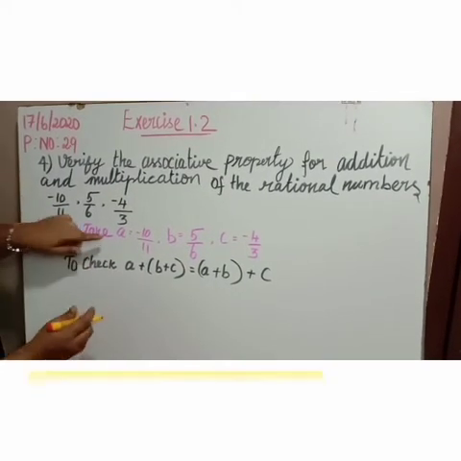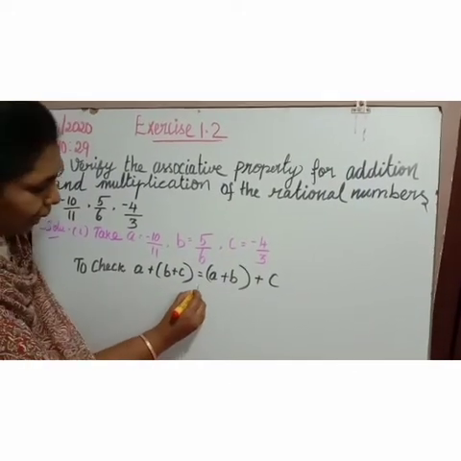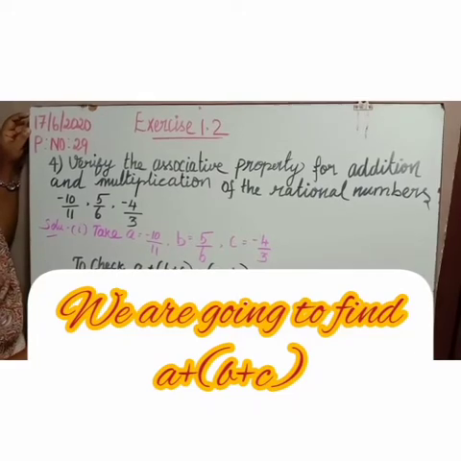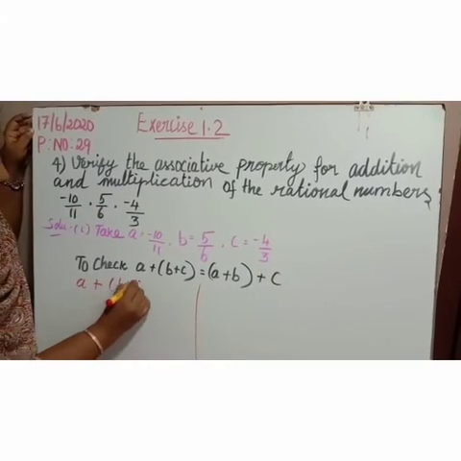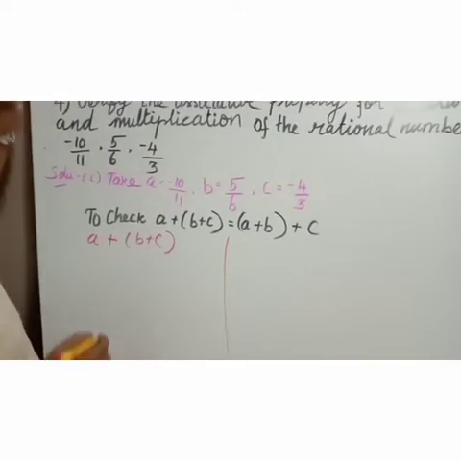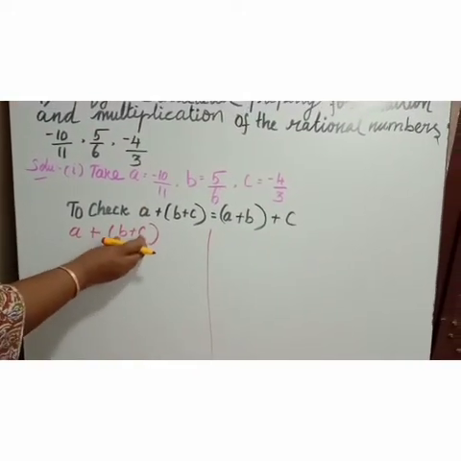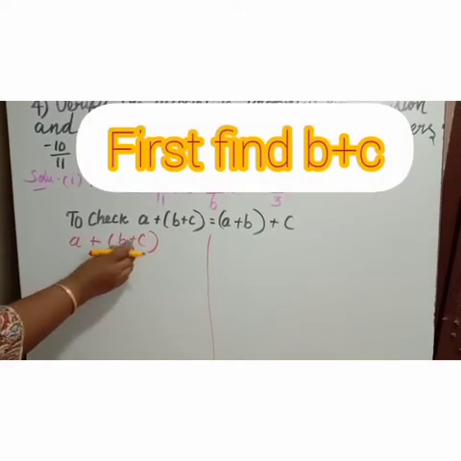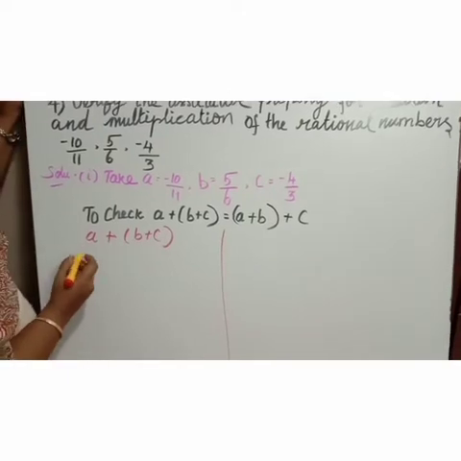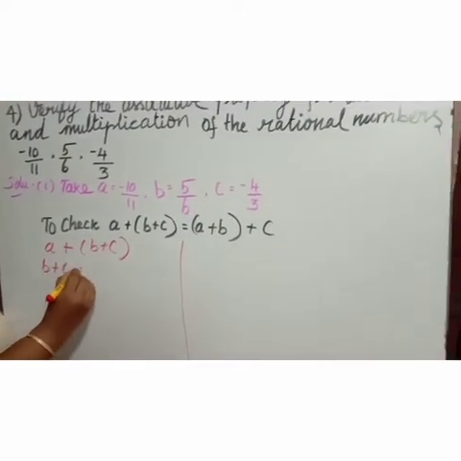So first, what is the value of A? A is equal to minus 10 divided by 11. Here first I am going to find the value of A plus (B plus C). First we find the value of B plus C. Next we add with A. So first, B plus C is equal to.